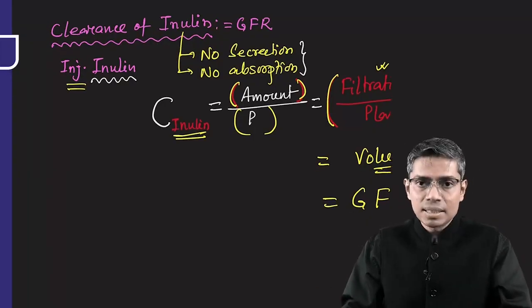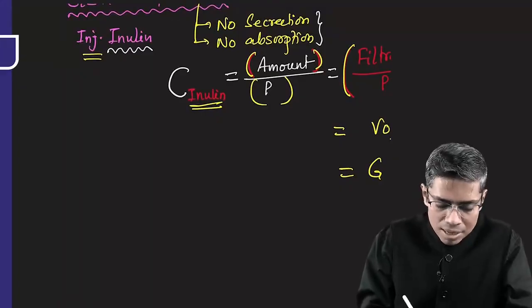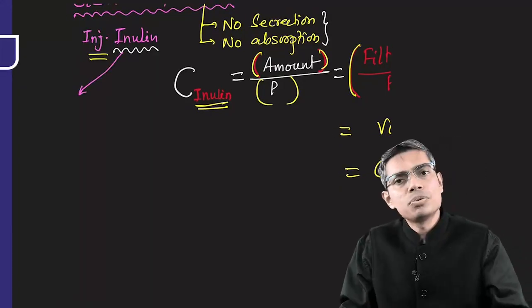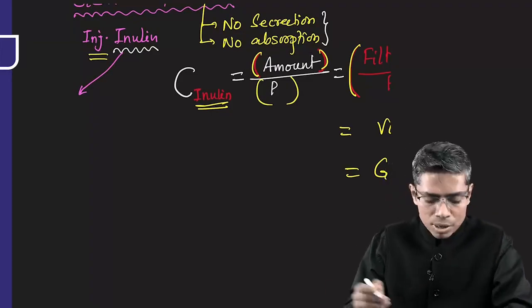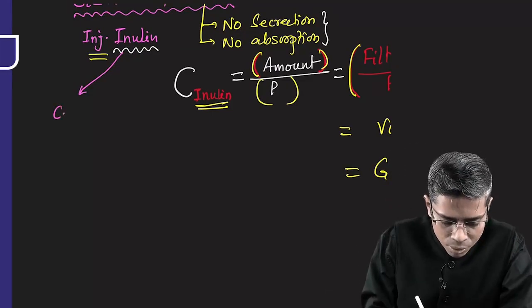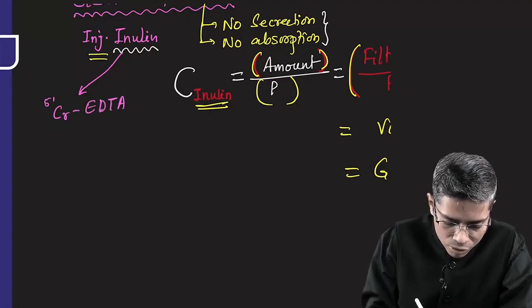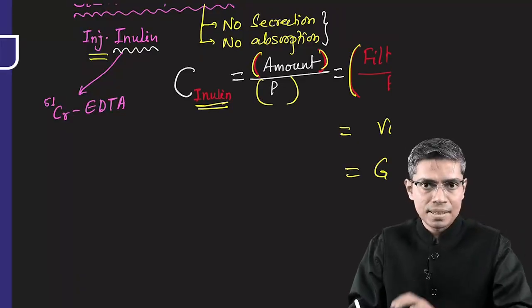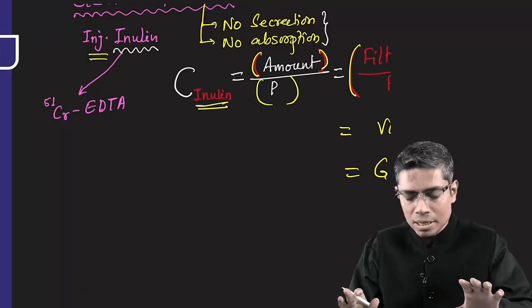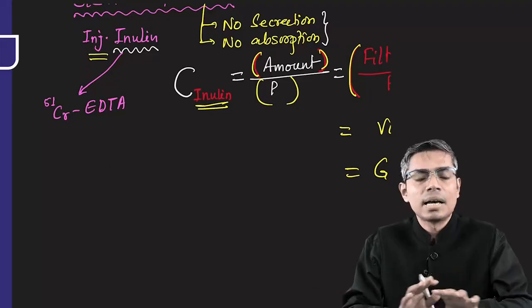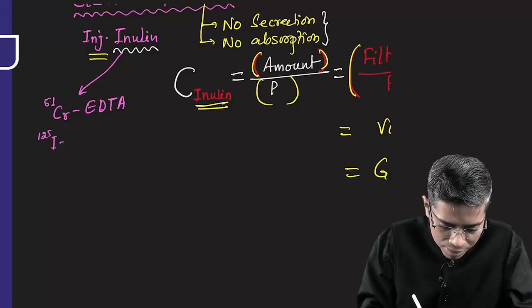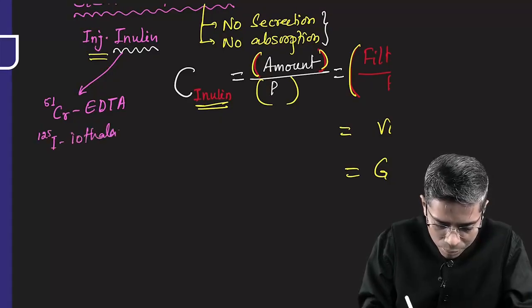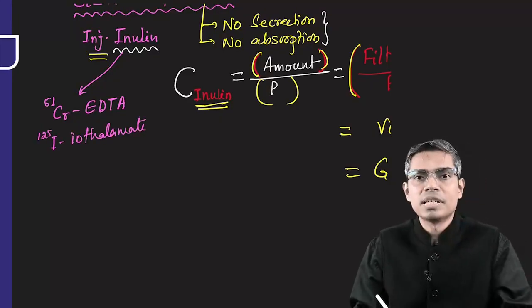But nowadays, rather than using inulin, we are using various other substances which have similar properties to inulin. What are those substances? Chromium 51 tagged with EDTA. This can also be used for measurement of GFR. It has similar properties to inulin: no secretion, no absorption, and it is a freely filterable substance. Not only that, iodine 125 tagged with iothalamate can also be used for measurement of the GFR.